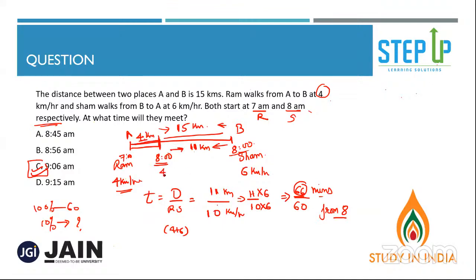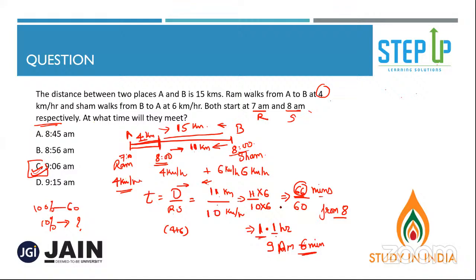And our relative speed will be 4 kilometer per hour plus 6 kilometer per hour because both of us are moving in opposite direction. So in opposite direction, speed gets added up. So distance is 11 kilometers, speed is 10 kilometer per hour. So you will get 1.1 hours, right? 1 hour from 8 o'clock will be 9 a.m. And 0.1 hour is nothing but 10% of 60, which is 6 minutes. So 9:06 a.m.